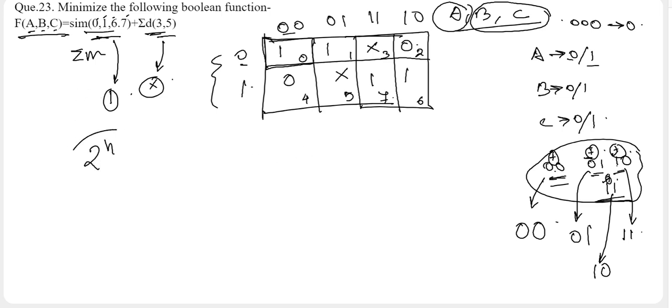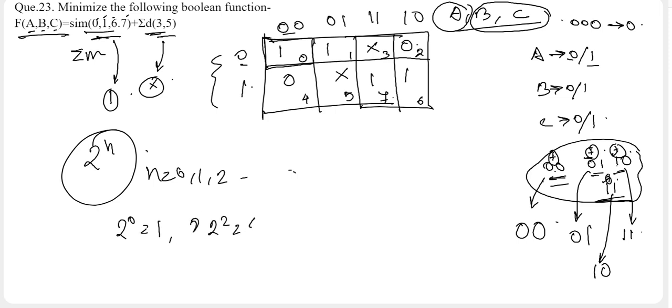The grouping should be done in the form of 2 to the power n, where n can be 0, 1, 2 and it goes on. So we can either make a group of 2 to the power 0 which is 1, 2 to the power 1 equal to 2, or 2 to the power 2 which is 4. So we can make a group of 1, 2, or 4, and we need to make the groups including the ones and the don't care terms. Our primary objective is to include the ones, but if including the don't care terms increases the group size, we can also include them.